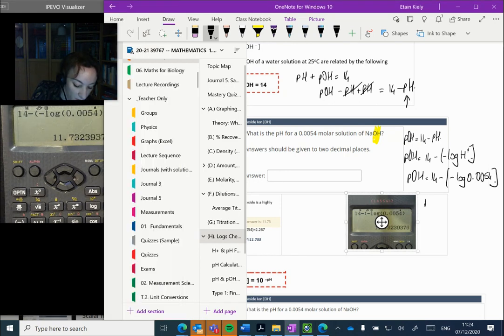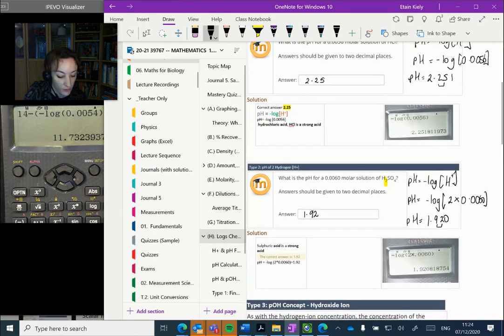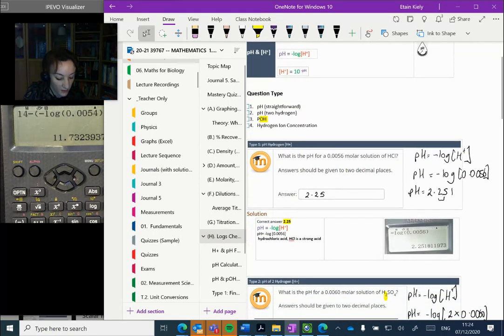And we close our brackets, and this is giving us an answer here of 11.732. So the pOH value is 11.732, again to two decimal places, so 11.73 is the answer.